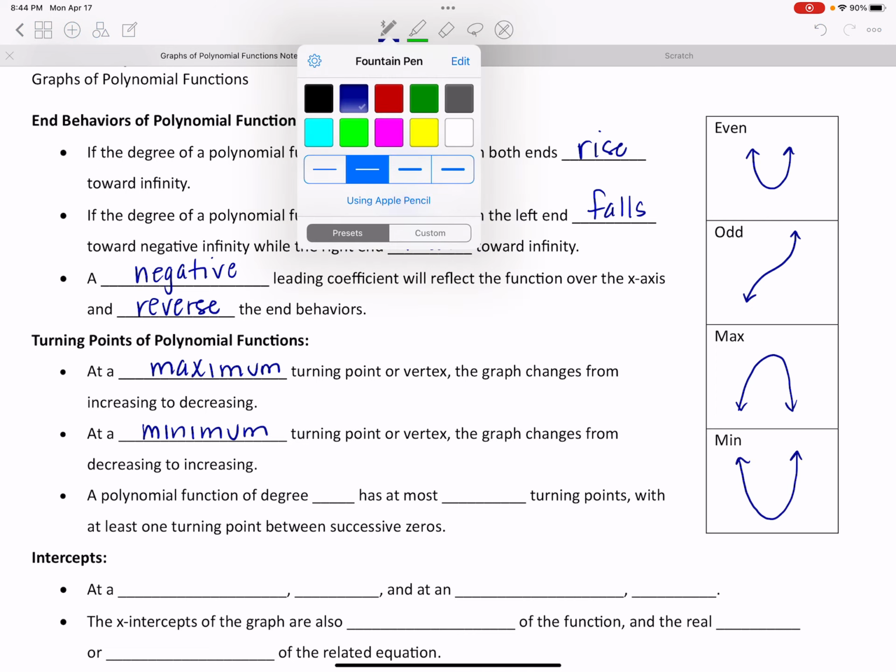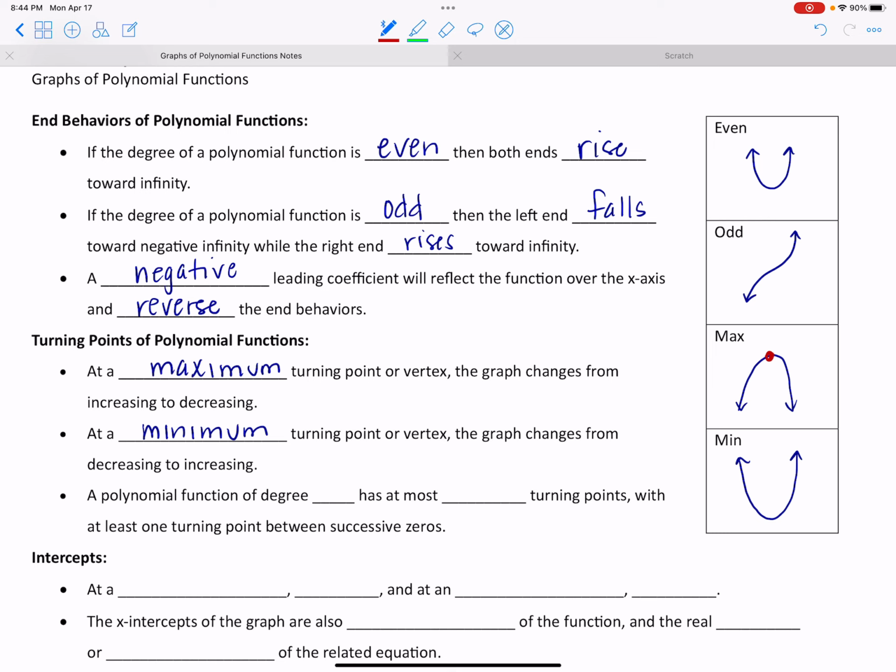So our turning point would be here. Again, we are increasing and decreasing. So increasing till we get to the turning point, and then decreasing means it's got to be a maximum. And if we are decreasing and then we get to the turning point, turn to increasing, then that turning point has to be a minimum. Okay? Not new.